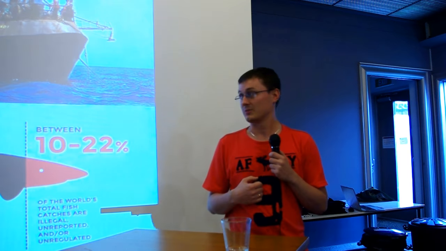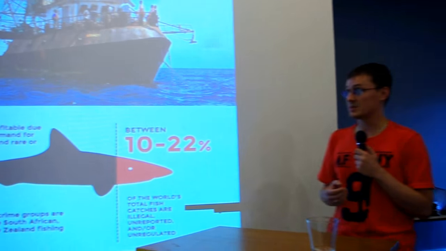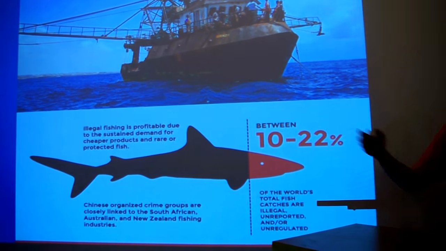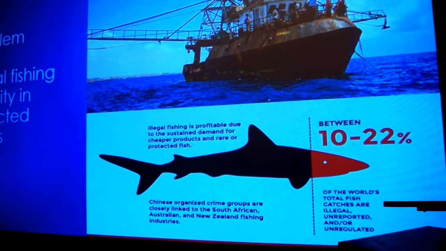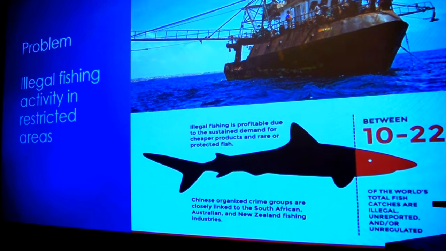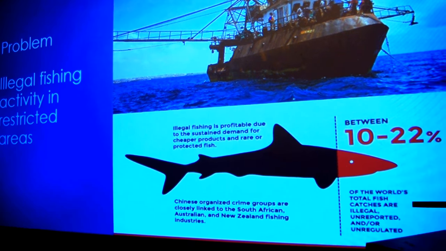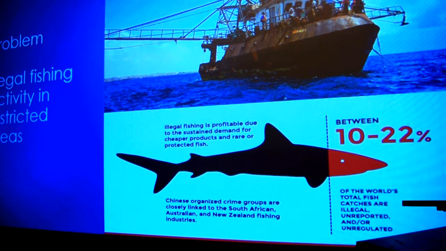Catching illegal fishing in restricted areas. The problem is illegal fishing activities in restricted areas. Between 10 and 22% of the world's total fish catch is illegal. It's a problem, especially in an area such as a restricted reserve.